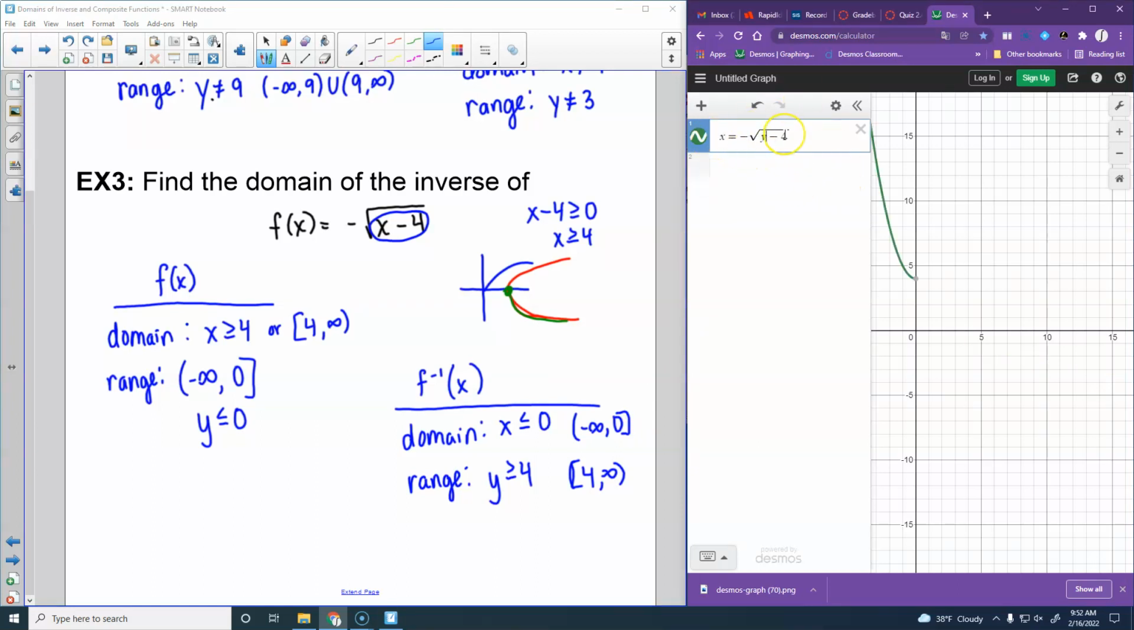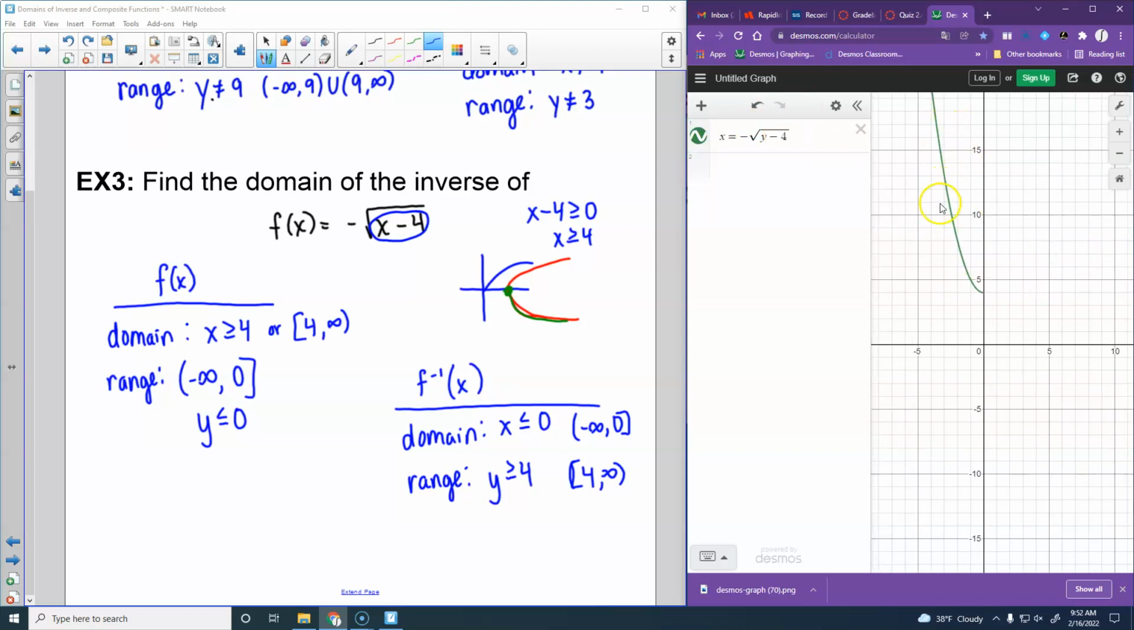If you switch your x and y's, you don't even have to solve for it. You can kind of see what happens here. You can see, oh yeah, the lowest y value I've got is 4. There's my range. So domain, you can see it stops there. Negative infinity stops at 0. So you can use that to check there.